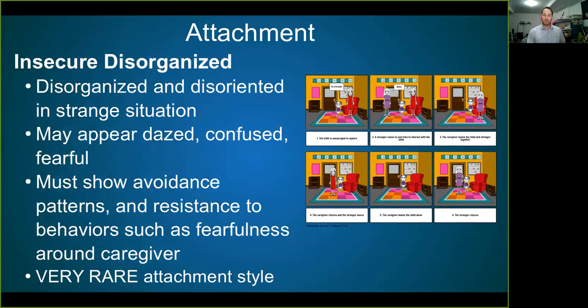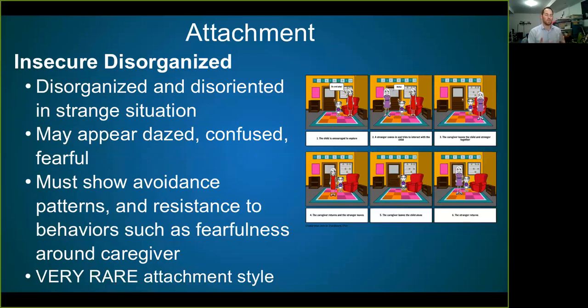And then the last one, you don't need to know this one too much because it's pretty rare. It's insecure disorganized. So it's kind of disorganized and disoriented within the strange situation. The child might appear kind of dazed and confused. They might show some avoidance patterns and some resistance behaviors, but it is a very rare attachment style. It probably won't come up in your test, but it does exist.